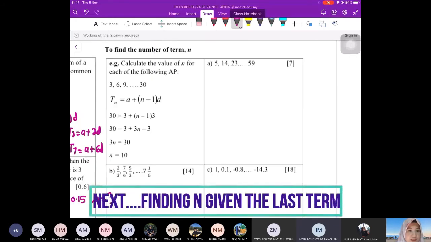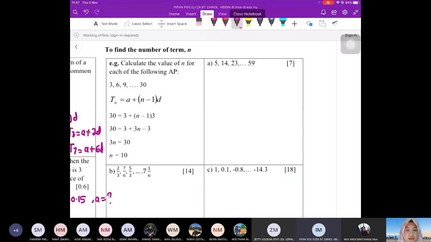Calculate the value of n of each of the following. Ada nak tanya apa-apa tak? Macam siapa confused? Kenapa kita kena cari Tn? In order to determine the value of n, maksudnya how many terms for the series, why you use Tn? Kenapa you kata 30 sama dengan 3 plus n minus 1, 3? Apa benda tu? Sebab 30 the last term yang ada. Betul, itu last term yang ada. So you katalah yang last term tu sebagai Tn.